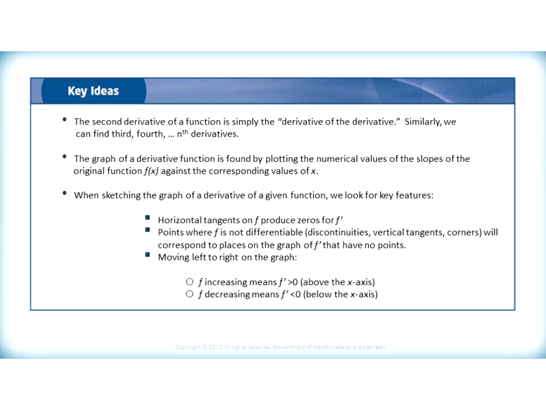So we're going to talk about the second derivative of a function as being the derivative of the derivative, and similarly we get third, fourth, etc. The graph of the derivative function is found by plotting the numerical values of the slopes of the original function against the same values of x. And when sketching the function, we should look for some key features. So horizontal tangents on the original will produce zeros for the derivative. Points where we're not differentiable on the original will give us either a discontinuity or a vertical tangent or a corner or some of those examples like we saw here.